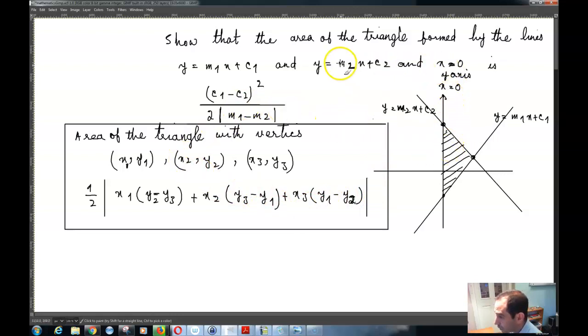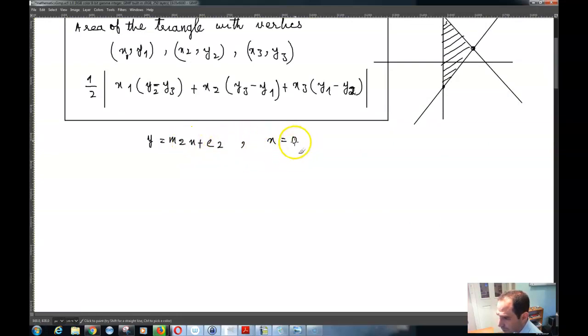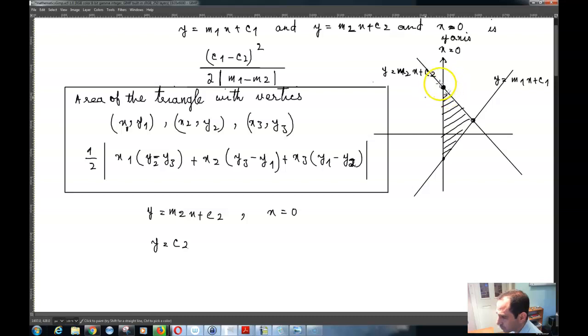So now what I want to do is find the point of intersection, let's find this point over here first. For example, let's say that you have a line over here, y is equal to m2x plus c2, and you have another line, x is equal to 0. The point of intersection of these two lines, which is one vertex of this triangle, is given by, if I set x is equal to 0 in this formula, I get y is equal to c2. That means that the coordinates of this point are x is equal to 0 and y is equal to c2.